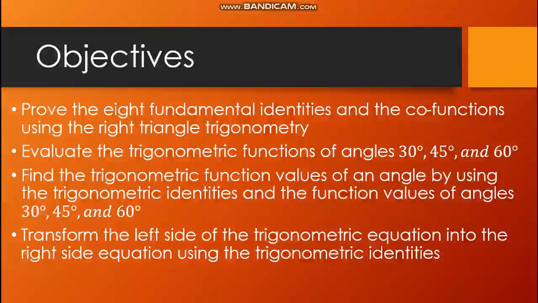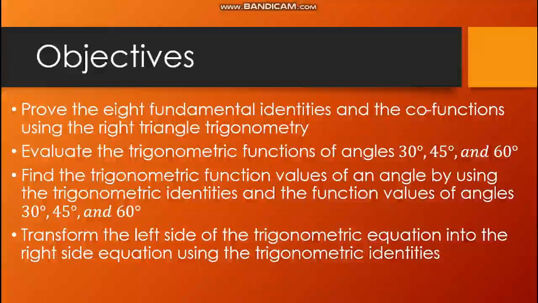Third, you will be able to find the trigonometric function values of an angle by using the trigonometric identities and the function values of angles 30, 45, and 60 degrees. And last, you will learn to transform the left side of the equation, a trigonometric equation, into the right side of the equation using the trigonometric identities.